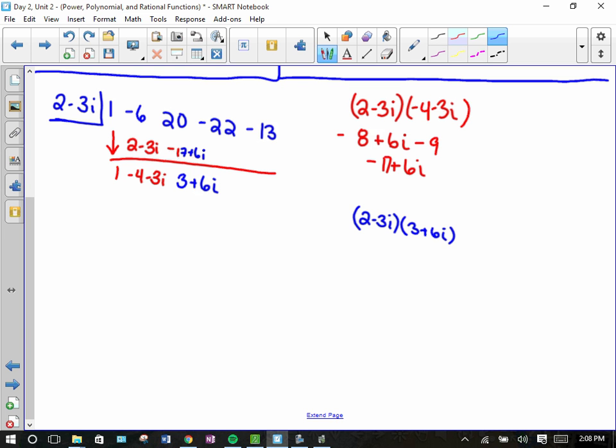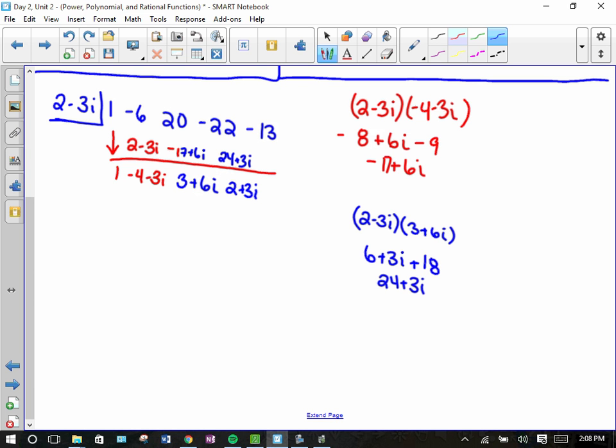Because they gave you a 0. Yeah, negative 0. 2 times 3 is 6. 2 times 6i is 12i. Negative 3i times 3 is negative 9i, so it's 12i plus negative 9i, that's going to be plus 3i. And negative 3i times 6i is going to be negative 18 times negative 1 is 18. So it's 24 plus 3i. Negative 22 plus 24 is 2 plus 3i.